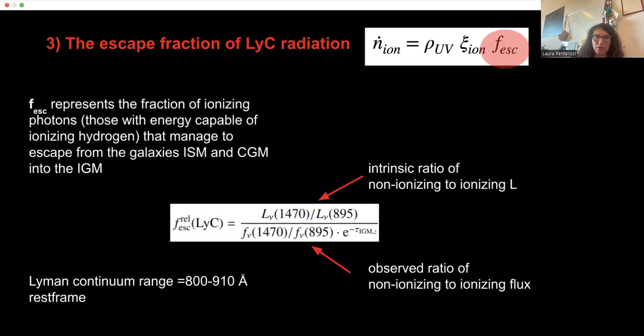So now we go to the last and most difficult parameter of reionization, which is the Lyman continuum escape fraction. And as you see, it's red, because it's basically the thing that I don't think we have really solved, even with JWST.